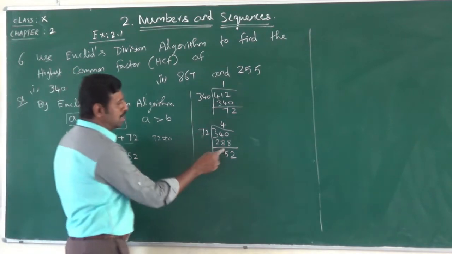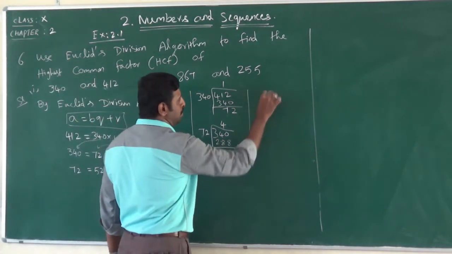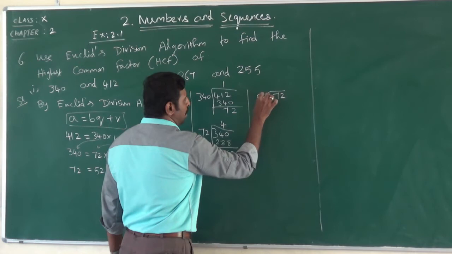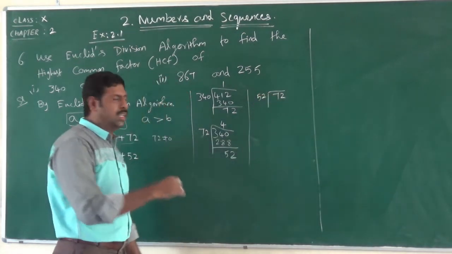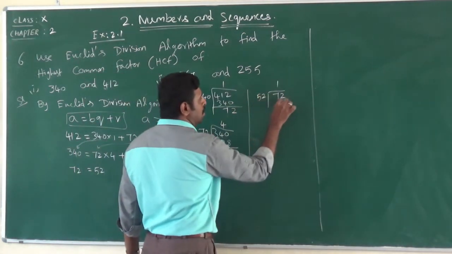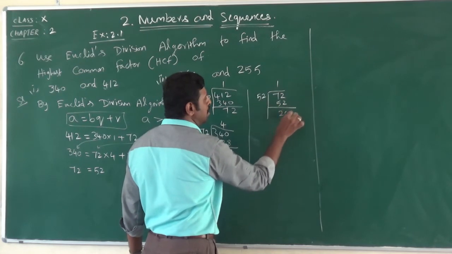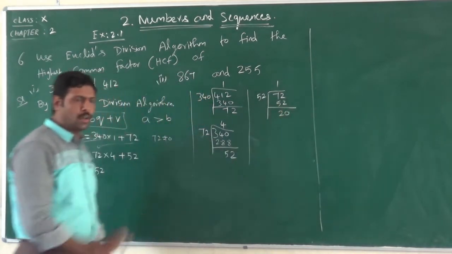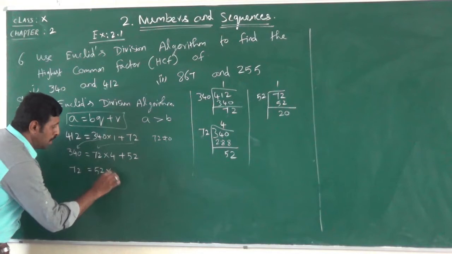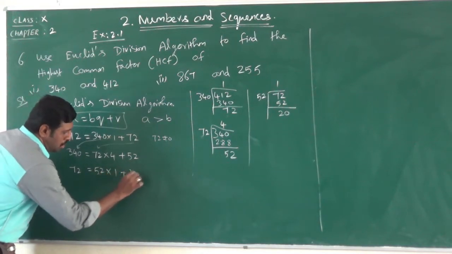Then another step, that is 72 is divided by 52. Now take 72 as the dividend and divide by 52. It is only one time. We get 52 ones are 52, and then remainder is 20. Still the remainder is not equal to 0. So 72 is equal to 52 into 1 plus 20.